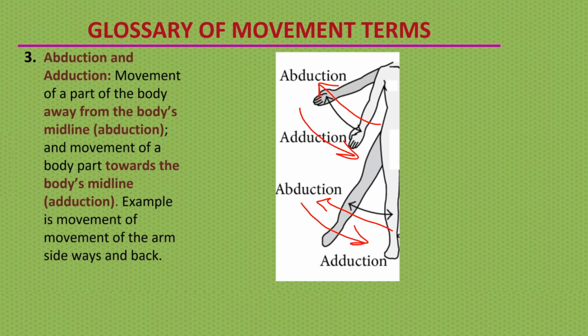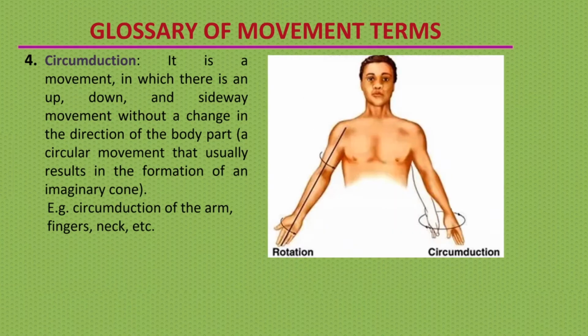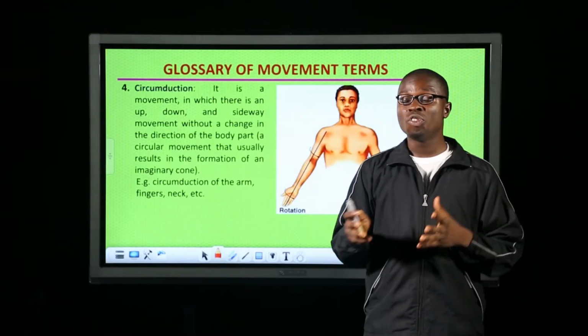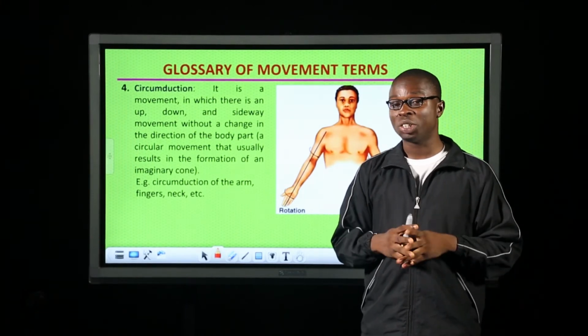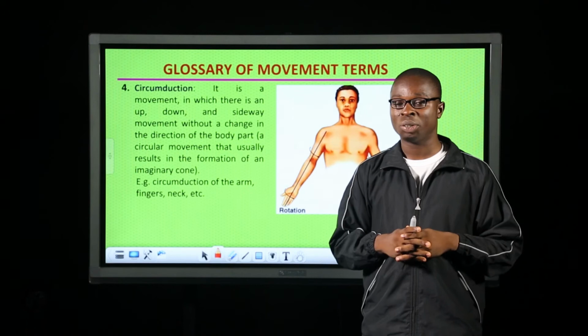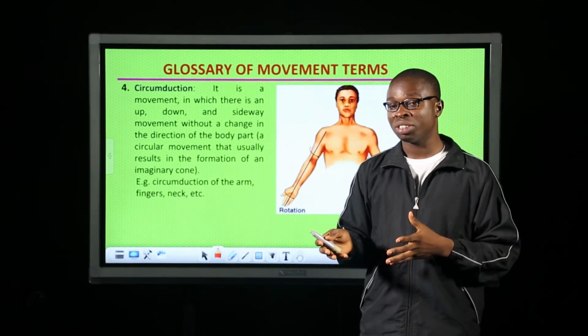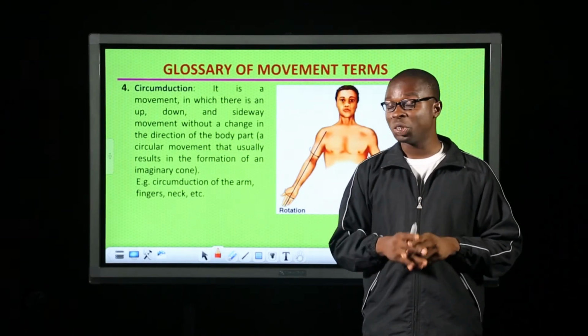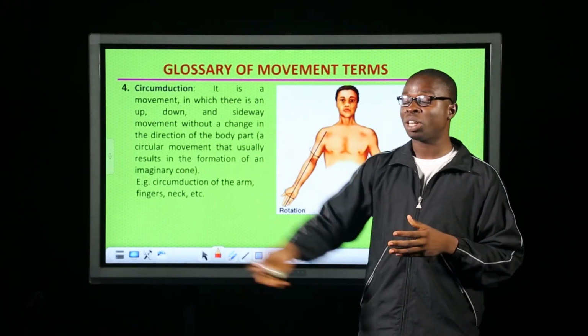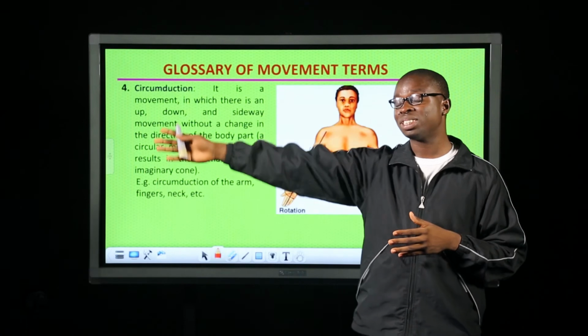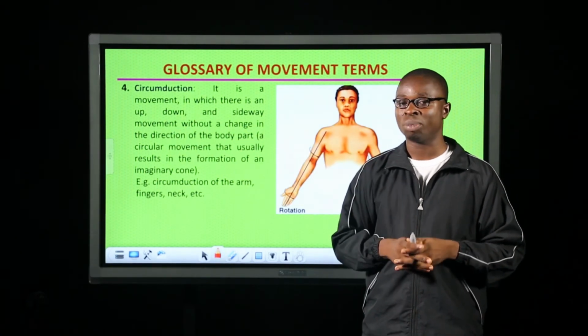And finally, let's talk about circumduction. Circumduction is the movement of a body part in a circular motion, which usually results in the formation of an imaginary cone. In circumduction, the circular movement does not result in a change in direction of the body parts. It is just an upward, downward, sideward movement of one or more body parts.